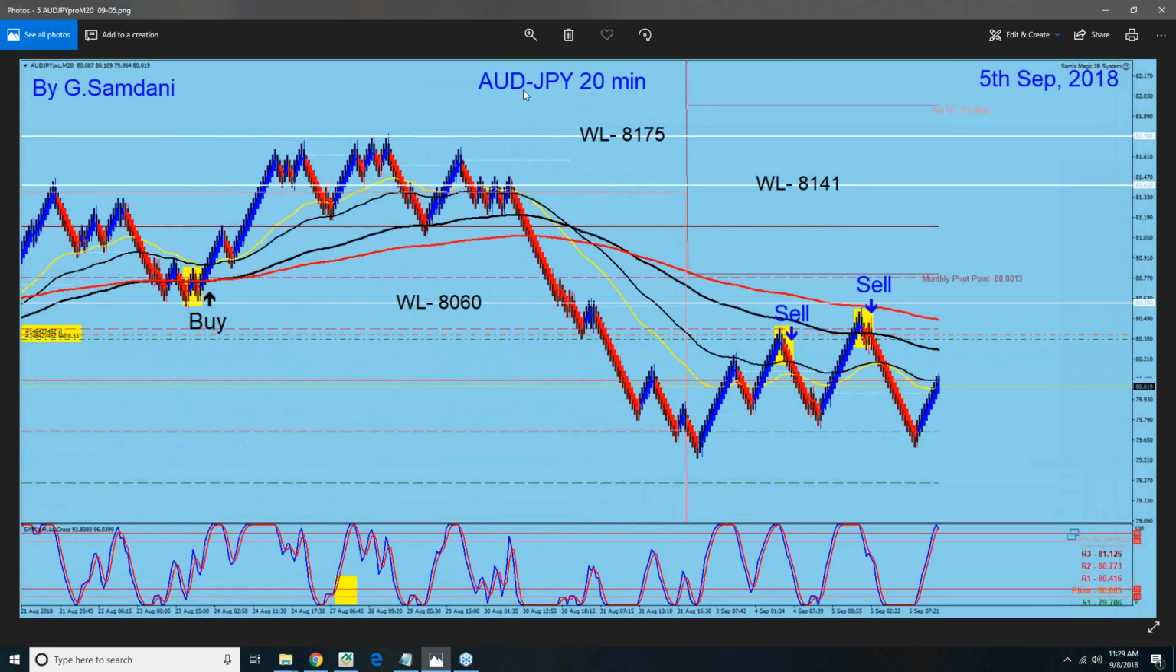Now on the 5th, again you can see Aussie Yen second entry here. The first one got knocked out, the second one started to come down, and then it went down all the way. We'll show you the next day.